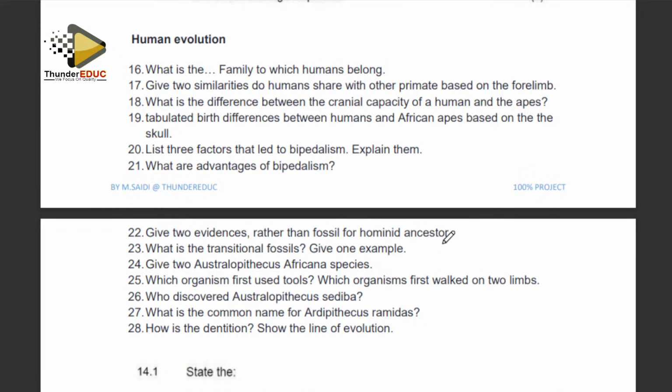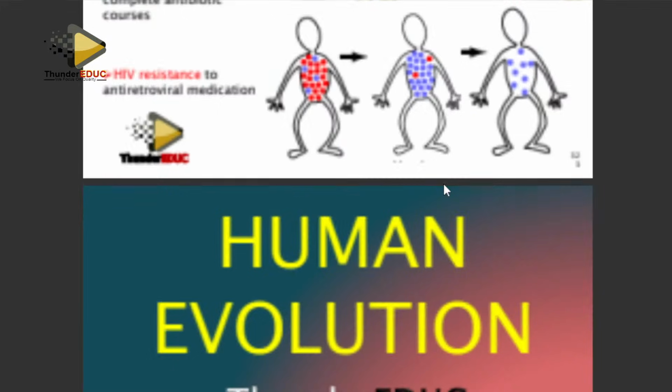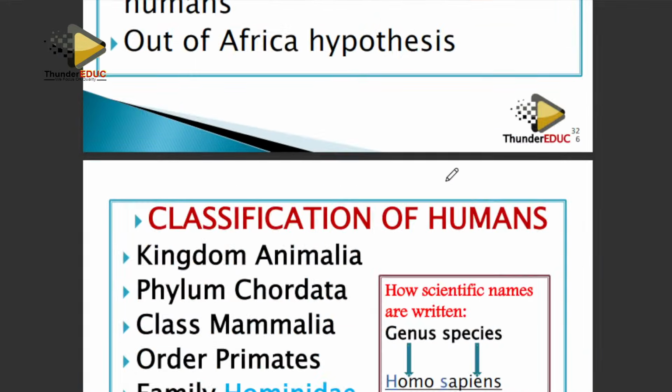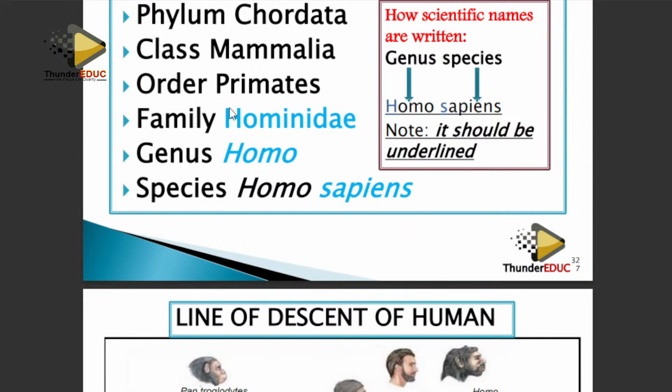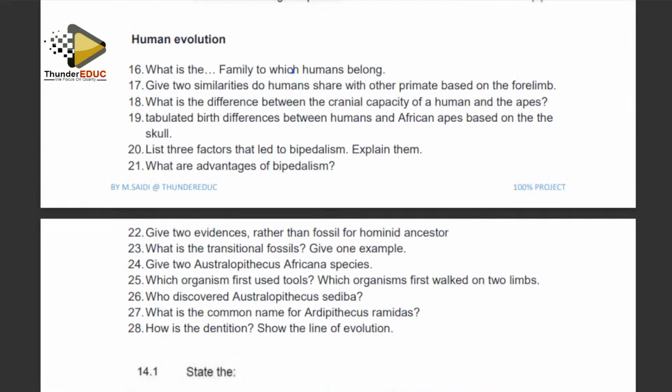The first question. Who can help me with the first question? To which family do humans belong? They belong to a family called Hominidae. That's the family to which humans belong. Did you know about your family? My family is Hominidae. Yes, now you know your family.